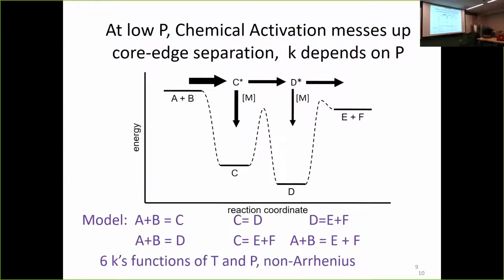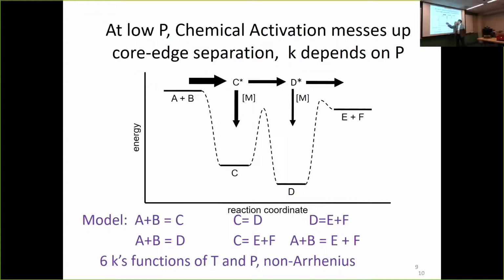So I'm super happy, and everything's great and easy in the high pressure limit. But if I reduce the pressure, I get a more complicated situation where maybe a third of the C's relax, but 2/3 of them go on to form energized D's. And then of the D's, maybe a third relax, but 2/3 of them go on to form E plus F. And then if I'm going to try to write it, I could write down the reactions I had before: A plus B goes to C, C goes to D, D goes to E plus F. But I have to write 3 additional reactions.